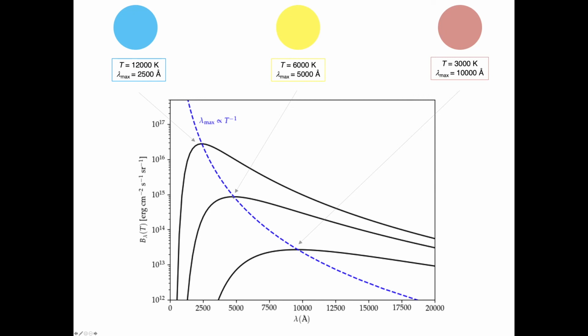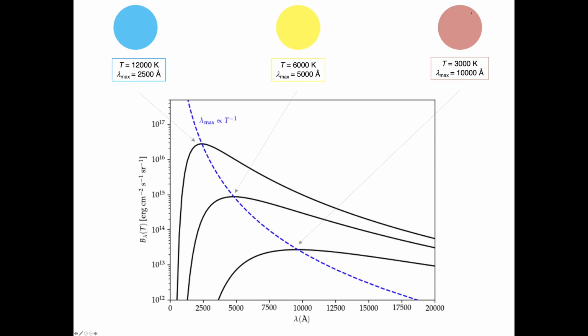That peaks around here in the center of the visible spectrum. If you go to a much hotter star, 12,000 Kelvin, the peak is going to be displaced to 2,500 angstrom. That's far in the ultraviolet. And this is the curve that traces the peak. The peak indeed falls with 1 over the temperature.